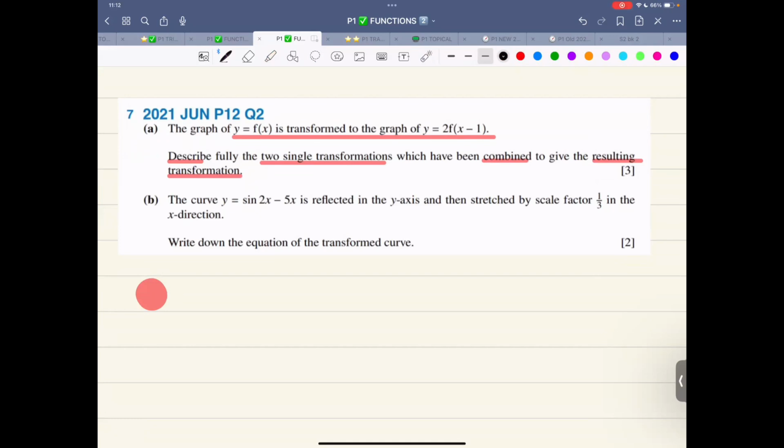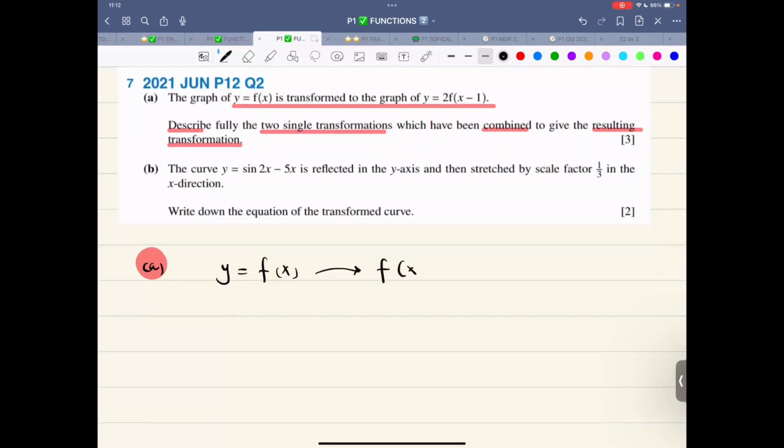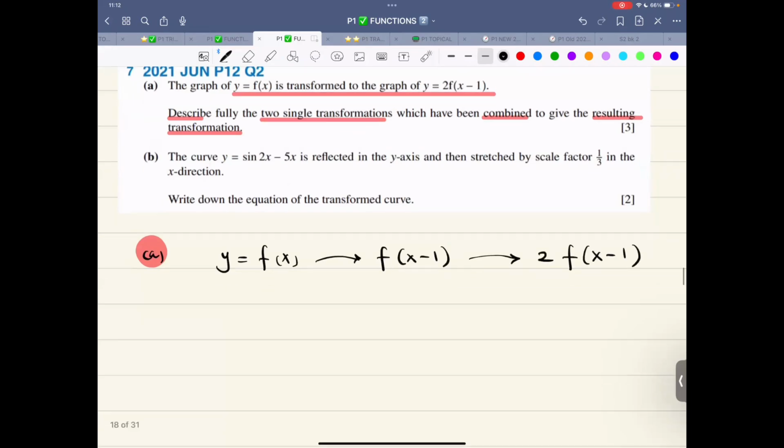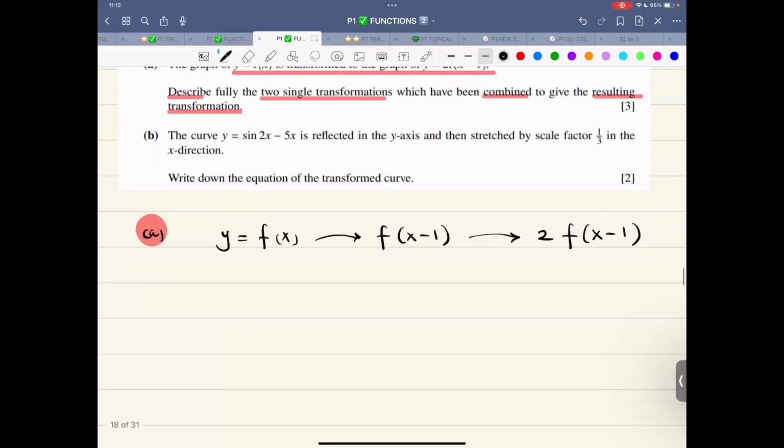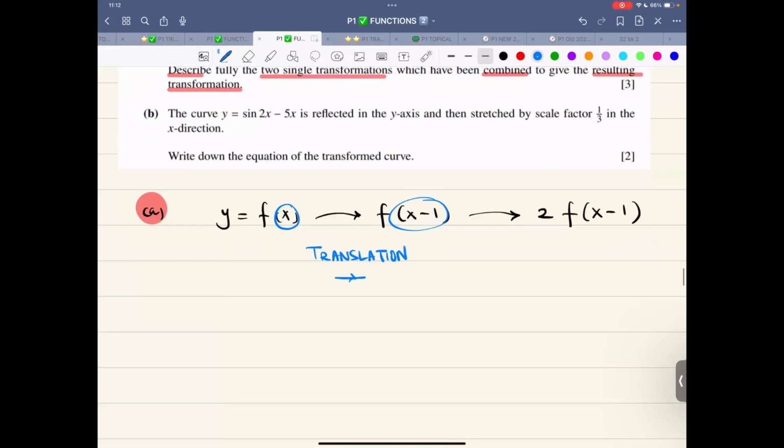So now for part A, what do we do? We know that y equals f of x, inside out. That would first become f bracket x minus 1. That would then become 2f bracket x minus 1. It's inside out. So now the first thing is f of x becoming f of x minus 1. What is that? This is a translation. And this translation is parallel to the x-axis.